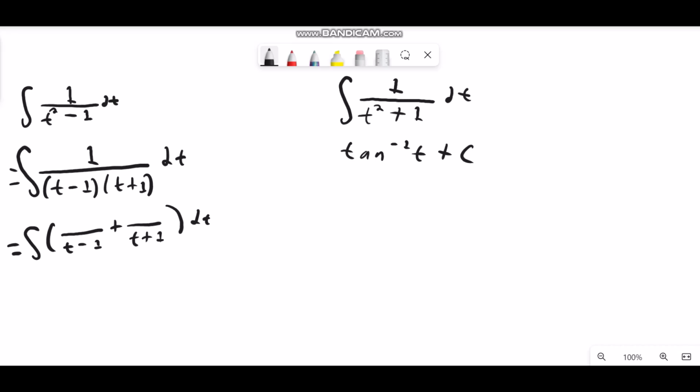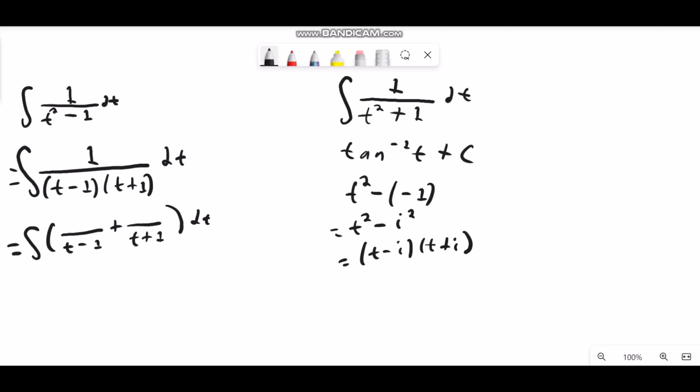But I got to thinking, what would happen if we factored this? t squared plus 1 cannot be factored using real numbers, but I could think of it as t squared minus negative 1, which is the same as t squared minus, and negative 1 is i squared. And now we have a difference of squares. We could factor this as t minus i times t plus i.